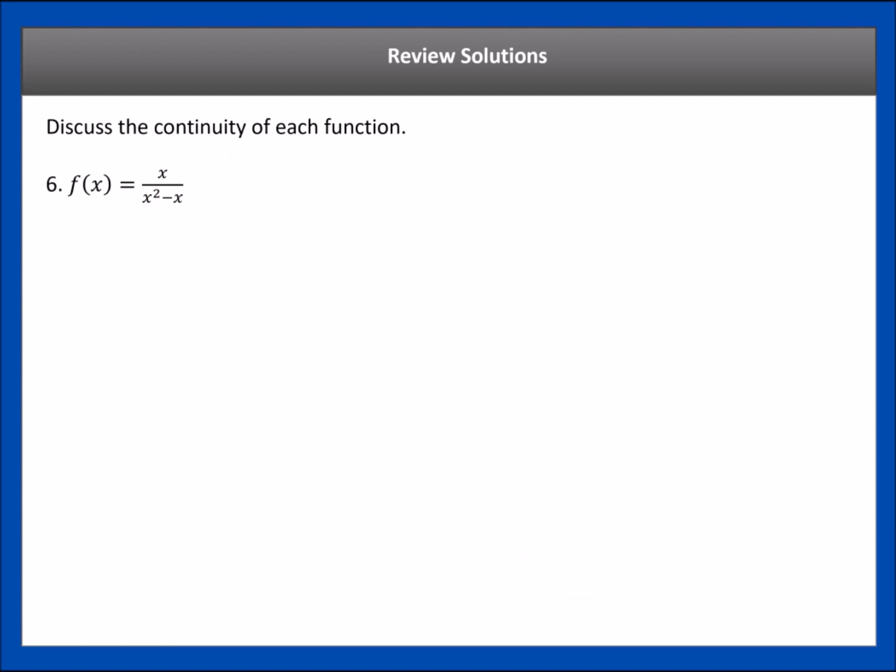All right, so let's look at the next one. We have to discuss the continuity of this function. First off, if you look at the function, you might notice that if I plug in x equals 0, that's going to lead to some issues potentially. So x equals 0? Let's see what we get if we plug in 0. We get 0 over 0, which is an indeterminate form.